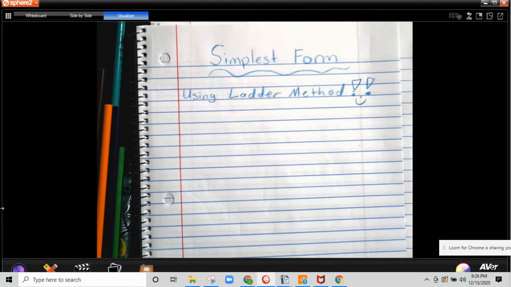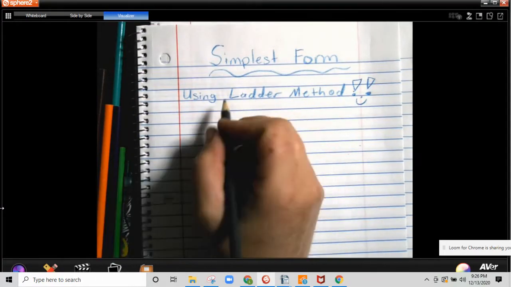Right, hey guys. So now what I want to do is go over how to put your fractions or your answers in simplest form, because all the answers must be in simplest form. All right. So what I'm going to do is use the numbers 24 and 36.